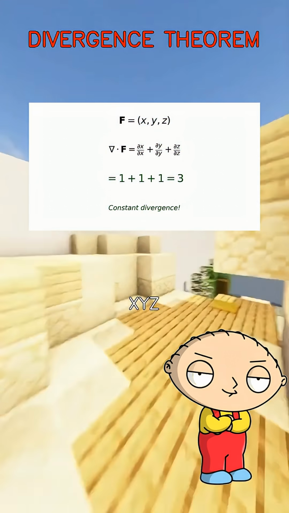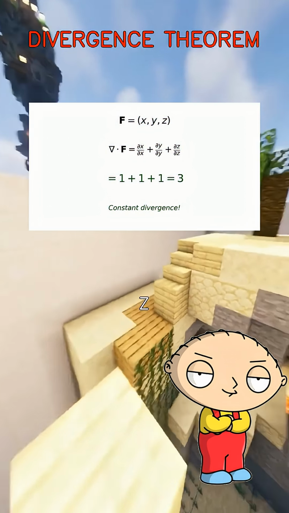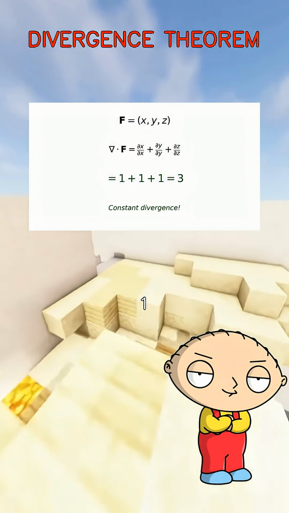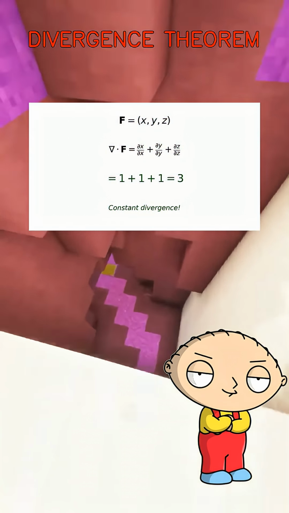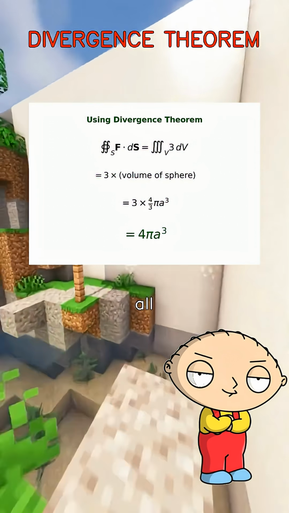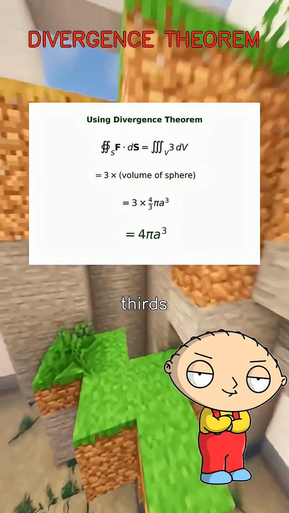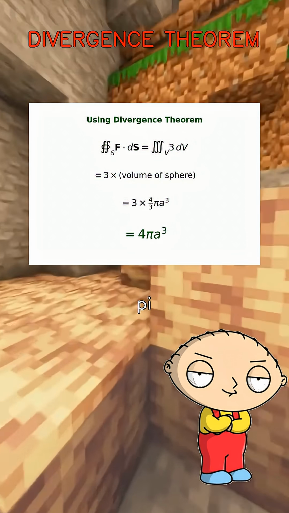F equals xyz. Divergence is partial x of x plus partial y of y plus partial z of z. That's 1 plus 1 plus 1. Divergence equals 3. Constant. Wait, we don't need the sphere parameterization anymore? Not at all. Triple integral of 3 over the sphere volume. That's 3 times 4/3 pi a cubed. The flux is 4 pi a cubed.